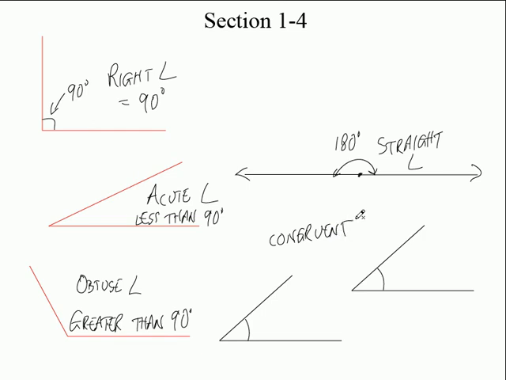If the measure of the angles are the same, we call them congruent. Here's the symbol for congruent. It's an equal sign with a little squiggle over top of it. That means congruent to each other. Alright, I'm running out of time. I better stop now.